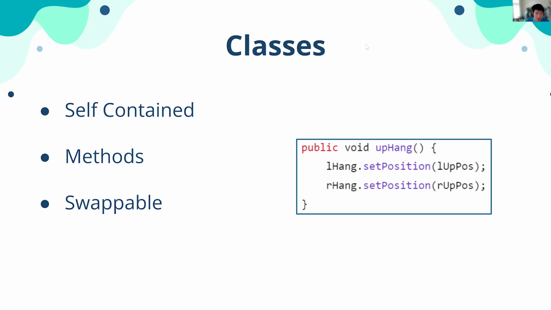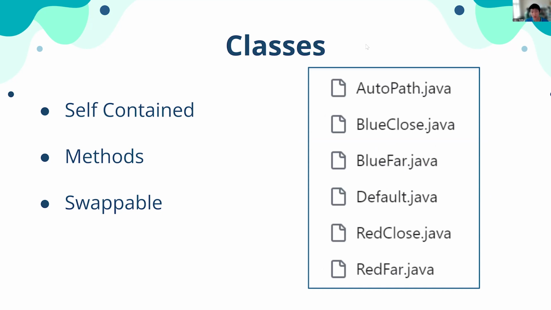And finally, classes are also swappable. This means that we can define a bunch of auto or teleop classes instead of relying on just one class where we need to rewrite or overwrite code in order to make changes to functionality. We can have several ones that we can test out and choose on the driver hub. However, this does create some clutter, and we'll tell you later on how to reduce this.